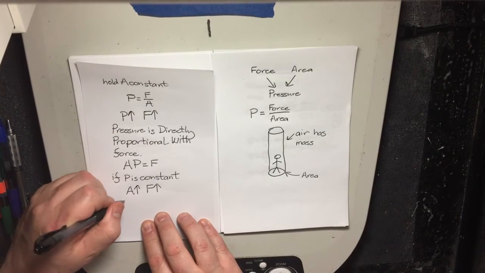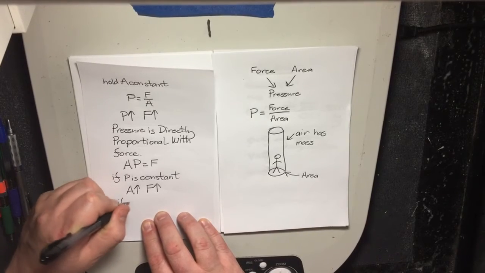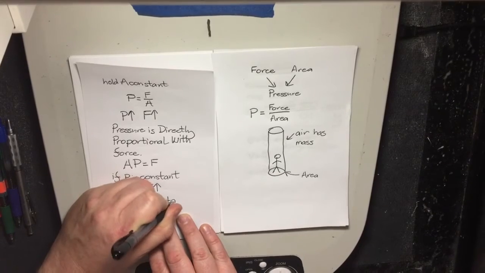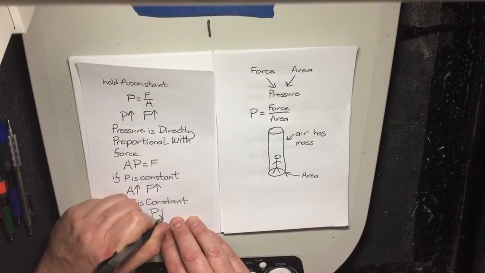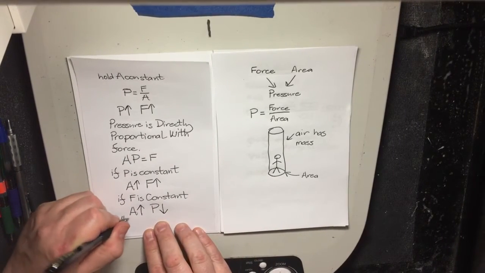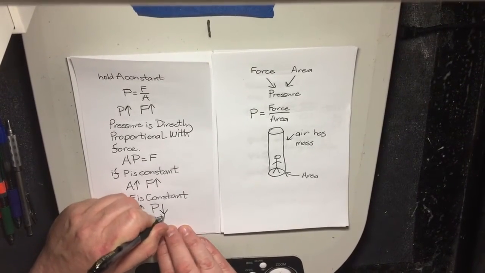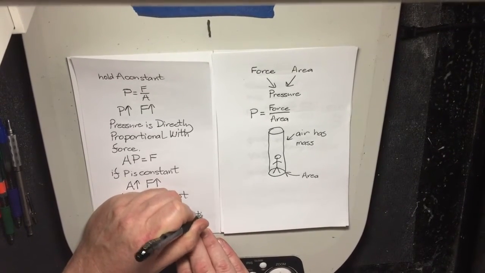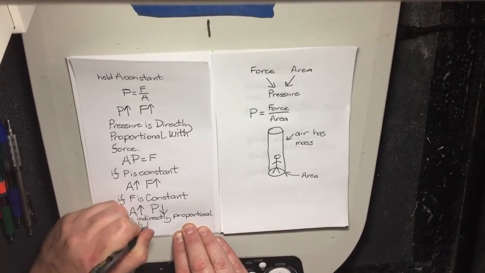In the case of pressure and area, if F is constant, if area goes up, then pressure decreases. So A is indirectly proportional with P.